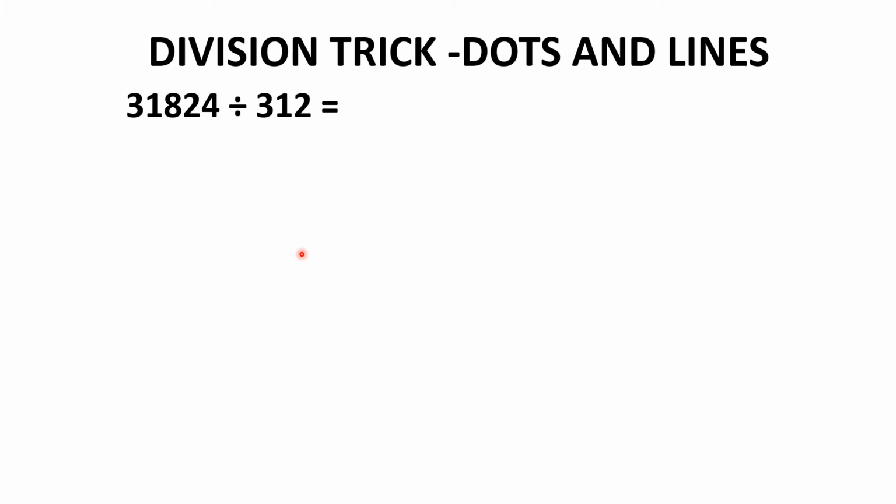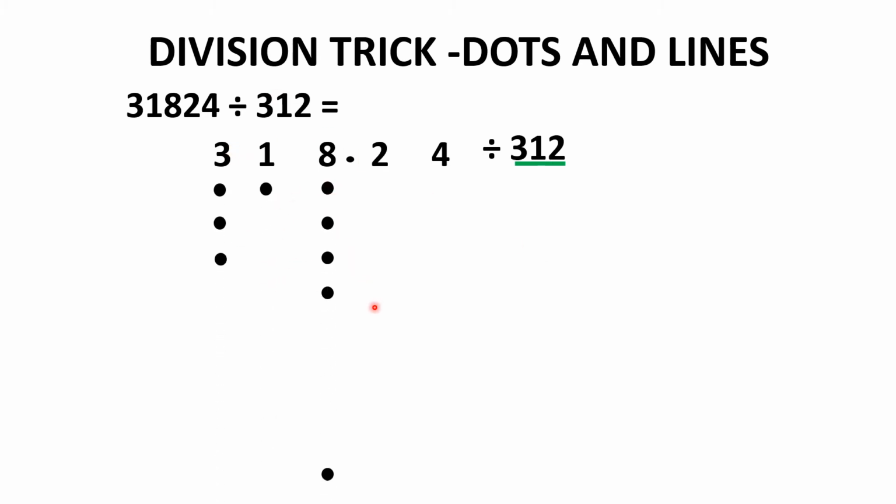Now let's consider 31824 divided by 312. We will write leaving space. Now 312 is a 3-digit number. So 1 digit less than that means 2 digits. Before 2 digits keep a decimal point. So before the decimal the answer we get is the quotient, and after it is the remainder. Now consider 3 dots under 3 and 1 dot under 1 and 8 dots under 8. We have to take 8 dots over here, and next under 2 we will be taking 2 dots. Under 4 consider 4 dots.